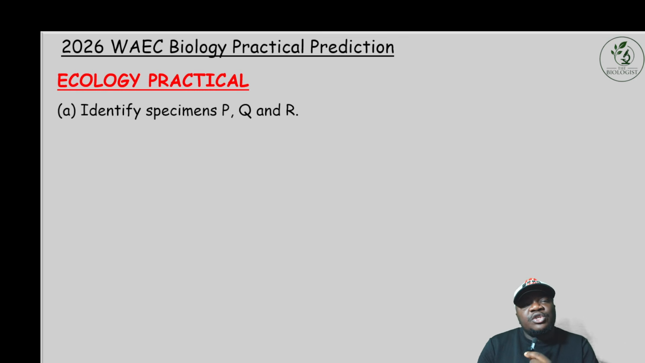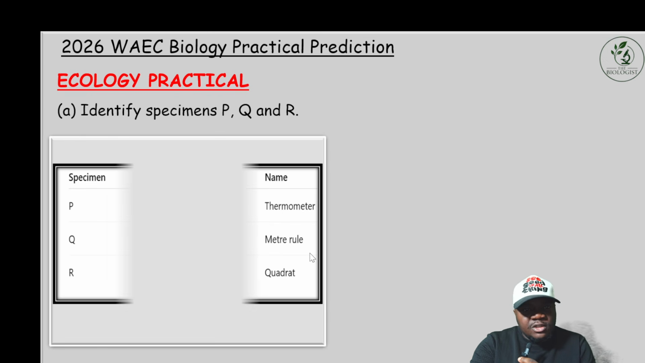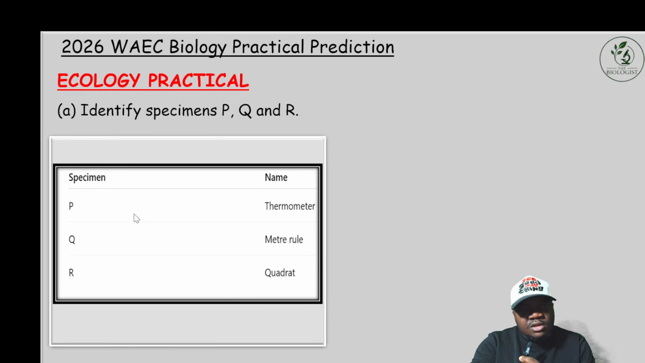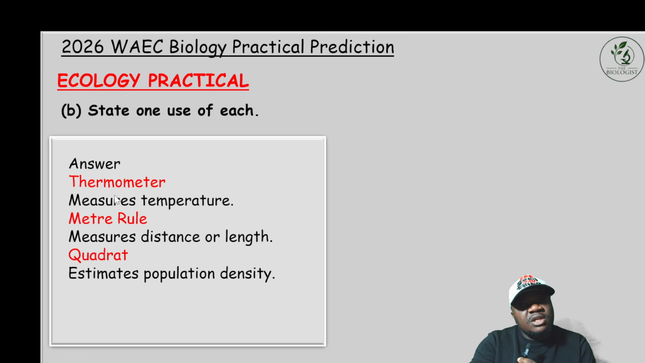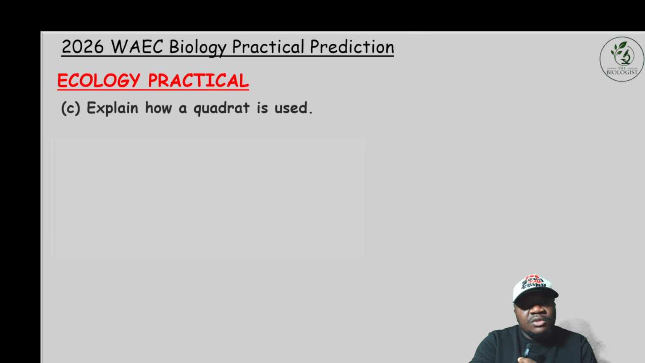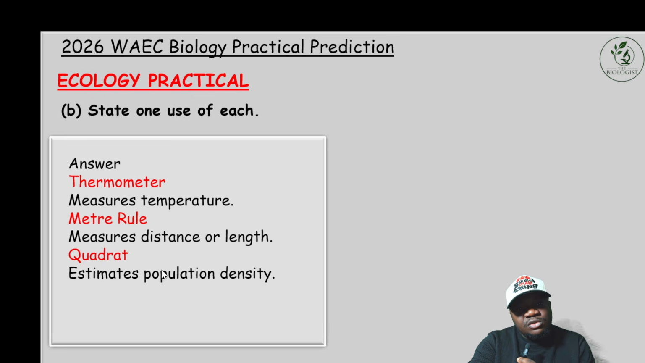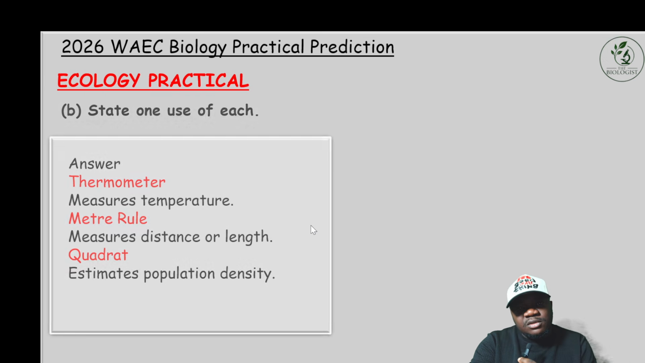So the next one, it tells you to identify specimens P, Q, and R. So specimen P is a thermometer, Q is a meter rule, and R is a quadrant. For this, they can just ask you to state one use of each of them. That's straightforward: the thermometer measures temperature, the meter rule measures distance or length, and the quadrant estimates population density. So population density is the amount of organisms present in a particular area. Very, very important.